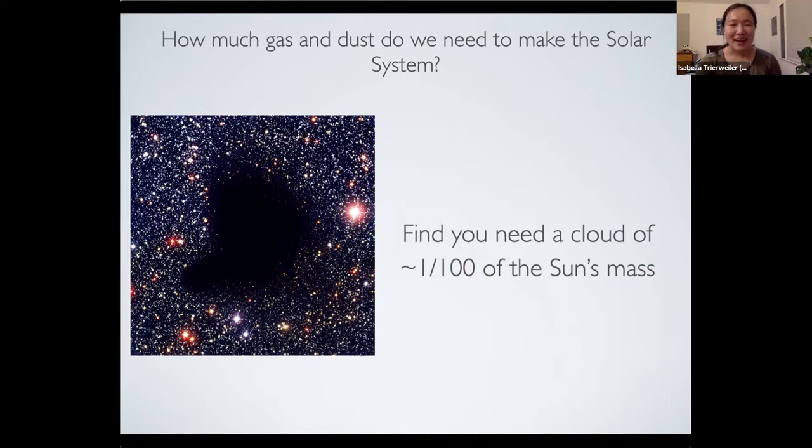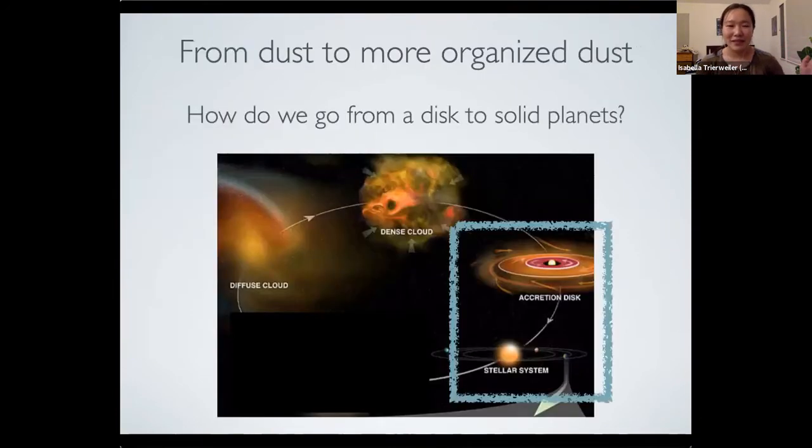So if we've got all of that set, we've got enough mass for our sun, we've got enough mass to put into these planets, then we can safely go from this diffuse cloud condensing down into a disk where our planets will come from.